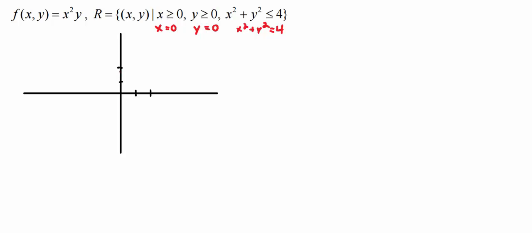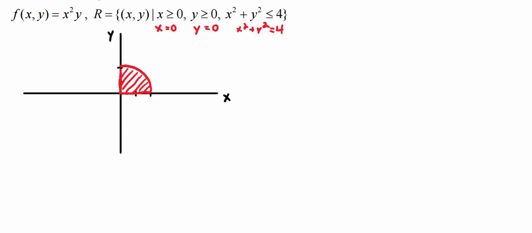So x equals 0, there's part of that line segment, right? X equals 0 is the y-axis. Y equals 0. And then basically the quarter circle part in the first quadrant of x squared plus y squared equals 4. This is the xy plane, of course. So we're talking about this region along with its boundary given by these curves.